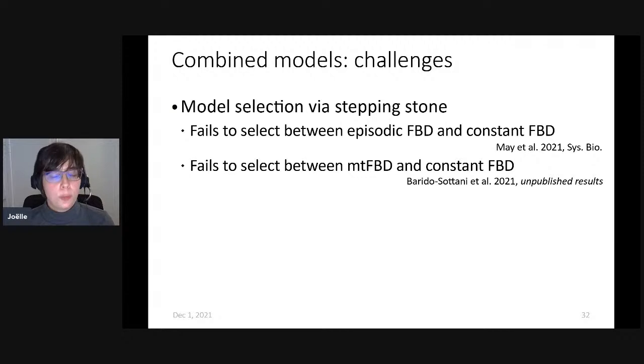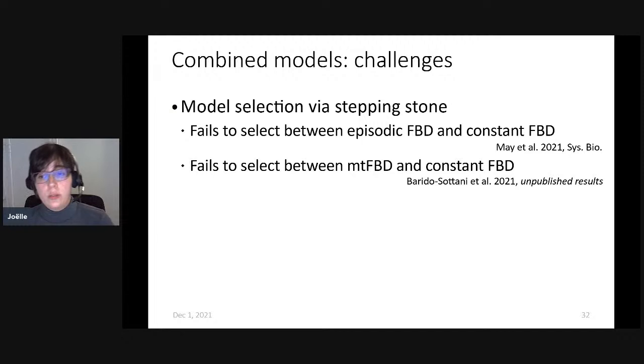What's been tried so far is mostly model selection via the stepping stone method. And that's been shown to give pretty bad results. In one study, it was shown that it fails to select between the episodic FBD and the constant FBD. And by that, I mean it always selects the constant rate FBD. This is an empirical study, so they don't actually know which one is the true model. But there's significant evidence for rate variation through time in that data set. So it seems pretty unlikely that the constant rate FBD would be the correct one here.